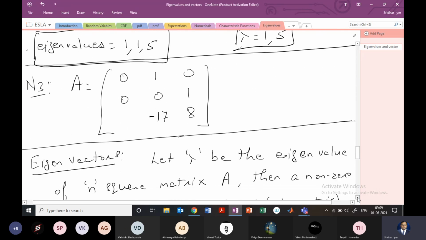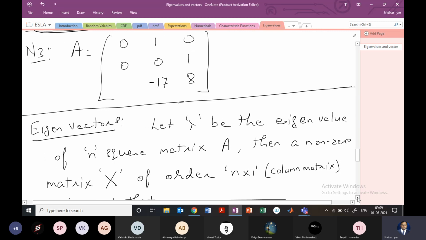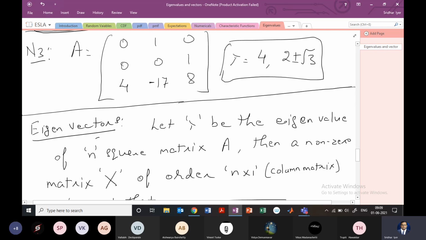I had given you this numerical to solve. This value has disappeared; this value is 4. I hope you have solved this numerical. I'll keep it and solve it later, because I want to do the eigenvectors. But for those who have done it, the answer I have is 4 comma 2 plus or minus root 3. I'll show you later how we are getting this, and we can still match the answer.